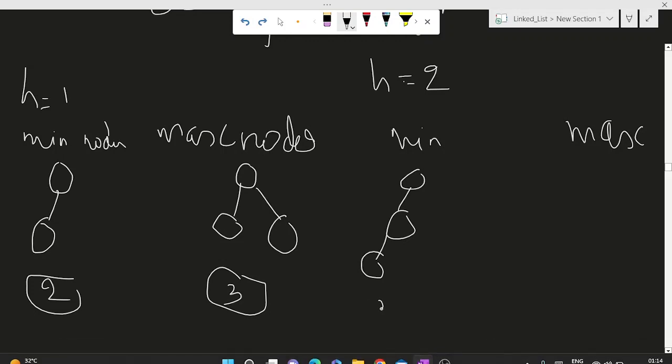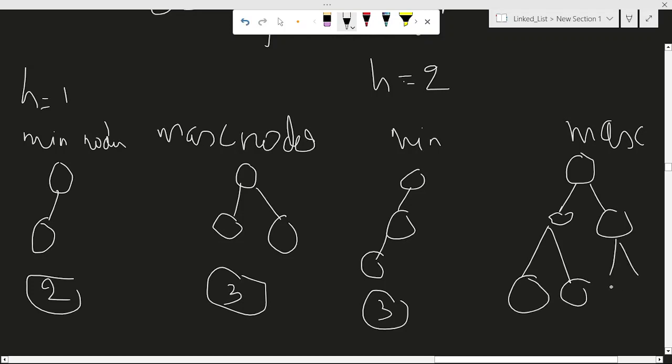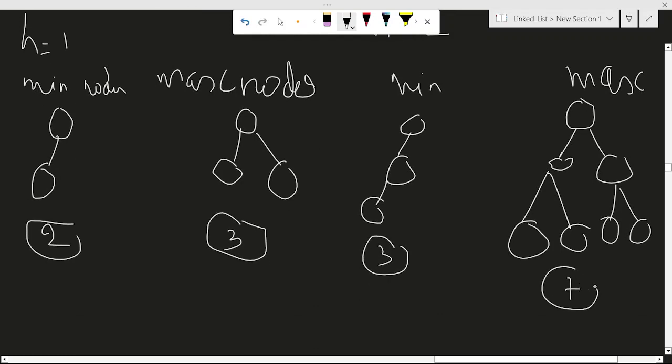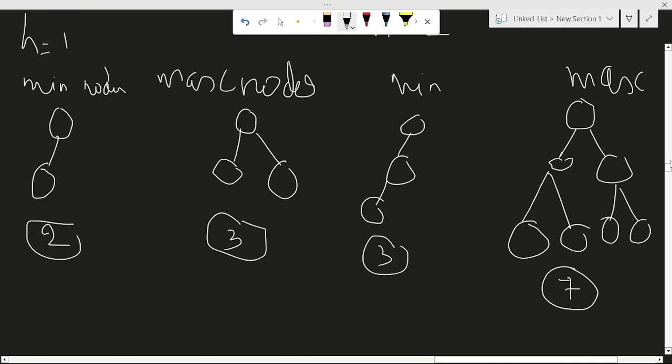Okay, 3. What is the maximum number of nodes? So let me draw this binary tree. Now I reached height 2. So the number of nodes that was required was 7. Maximum number of nodes that was required was 7. So now we have drawn this. Let us see the relation.